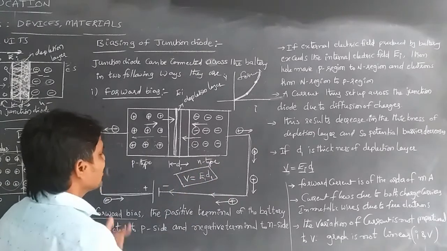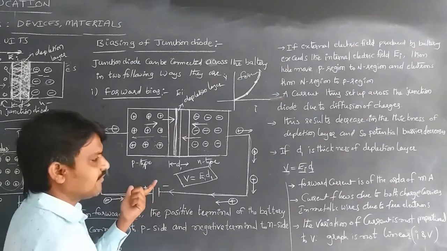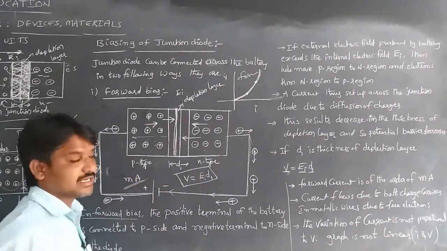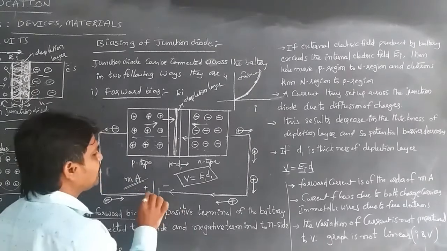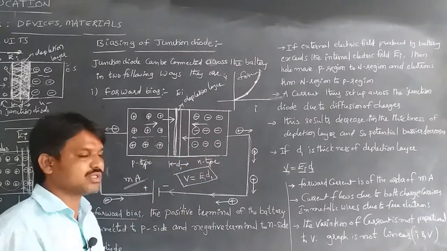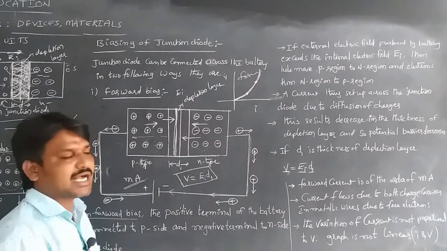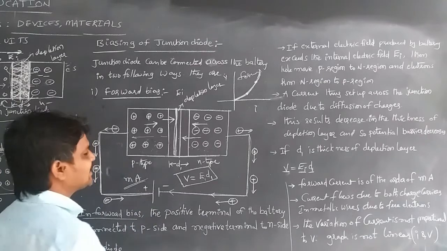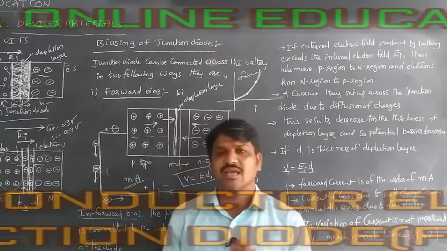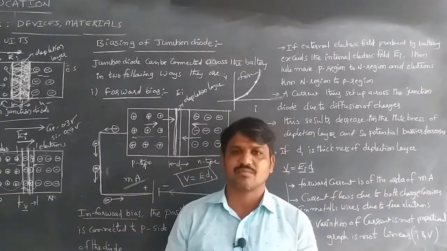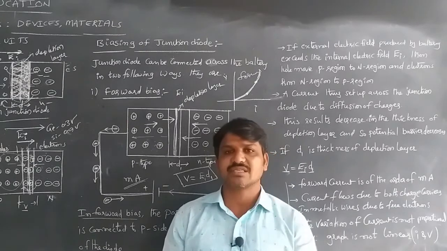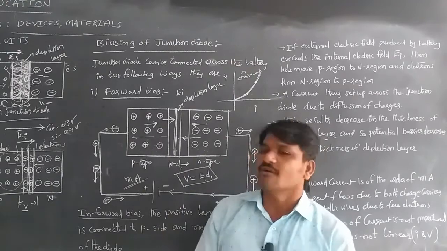So in this case the forward current is in milliamperes, and the current flows due to two mobile charge carriers, the electrons and holes. Both are majority charge carriers, and current flows through the circuit due to them. Also, the current is not proportional to the potential, so the graph is not linear. Whenever we plot the graph between I and V, current and potential, the graph is not linear. This is about forward bias.